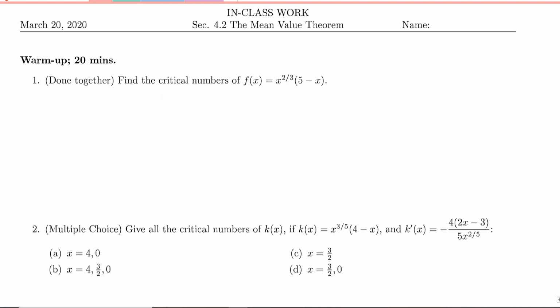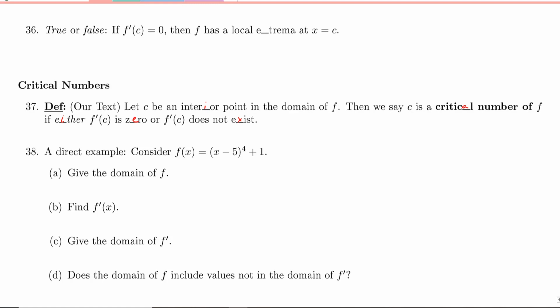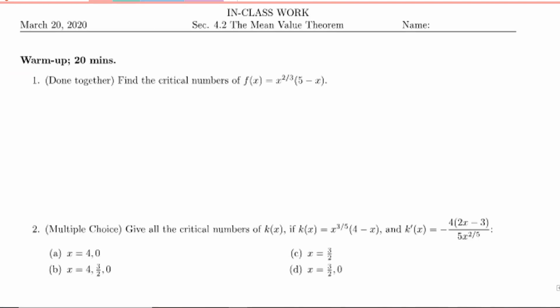We're in 4.2 now. If you pull up your 4.1 notes, so this is our 4.1 notes in class work. And if you look at number 37, we defined a critical number there. We said we're only going to consider interior points on the domain, and we will say that that interior point is called a critical number if either the derivative is equal to 0 there or the derivative doesn't exist there. Okay? So critical numbers are a term that we use to define places where the derivative is 0 or the derivative does not exist. We're going to call that a critical number provided that point is an interior point in the domain. Let's return to our question.